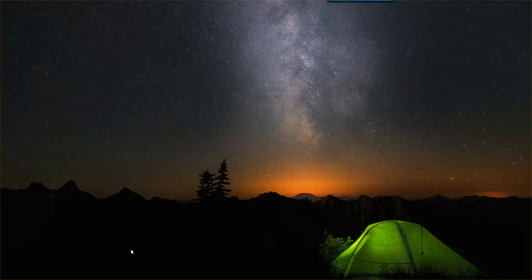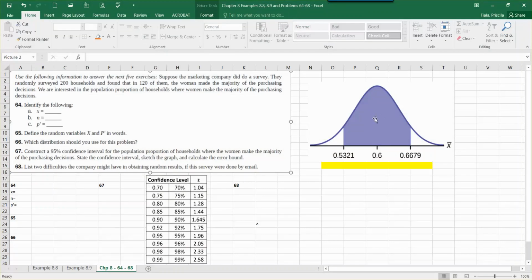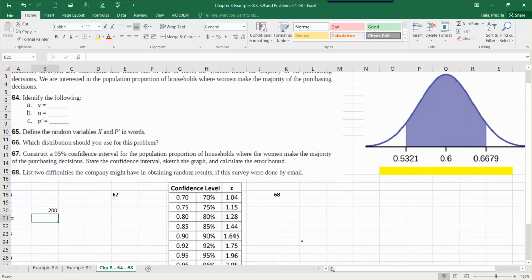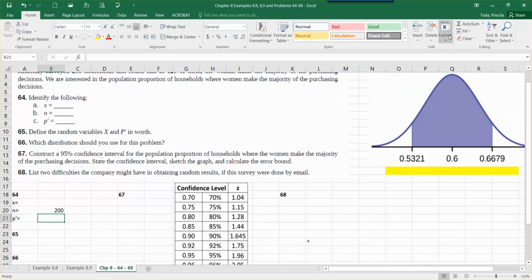Okay, and let me open right here. So I have assigned 66, 60, 64, 6, and 8, correct? So let's start with 64. Suppose the marketing company did do a survey. They randomly survey 200 households, so that's our sample size, and they found, maybe I could make it a little bit bigger for you. And then I'll make it smaller. Okay.